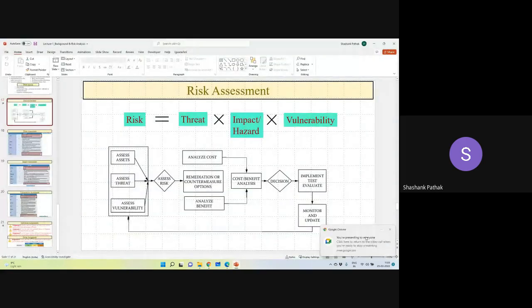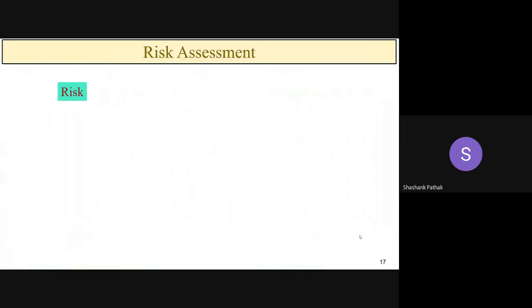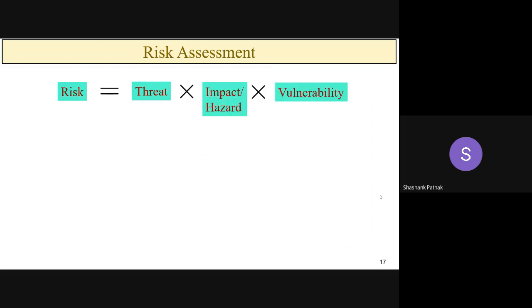What is a risk? Those who have already attended my lecture, maybe I can ask them. So risk is basically nothing but a combination of three factors. First factor is threat. Second factor is the impact of that particular threat. And third factor is vulnerability of the structure for that particular hazard or impact.